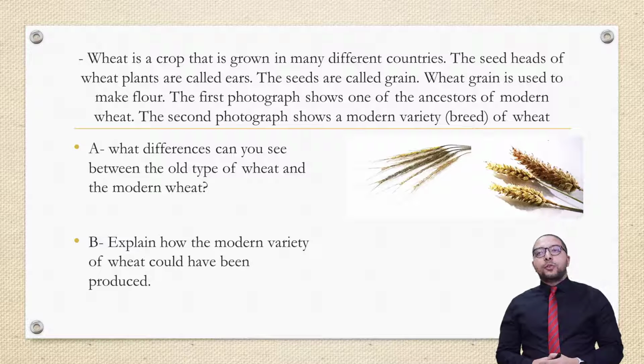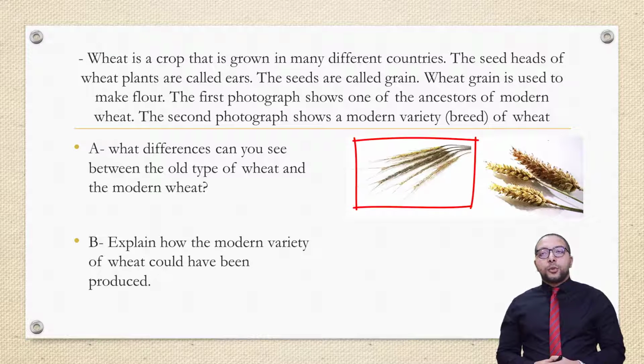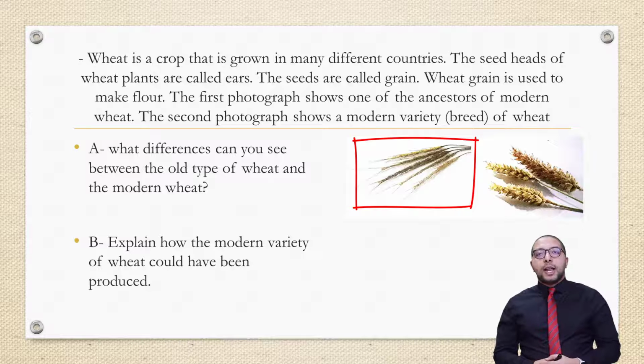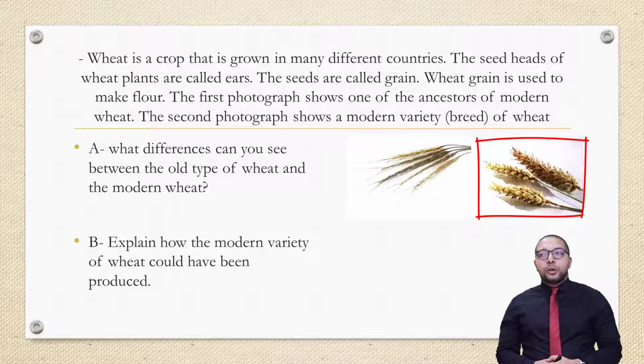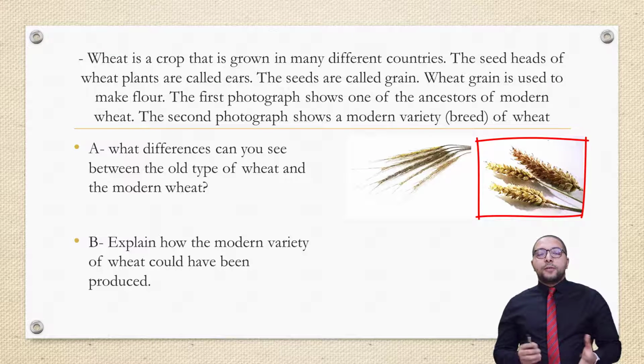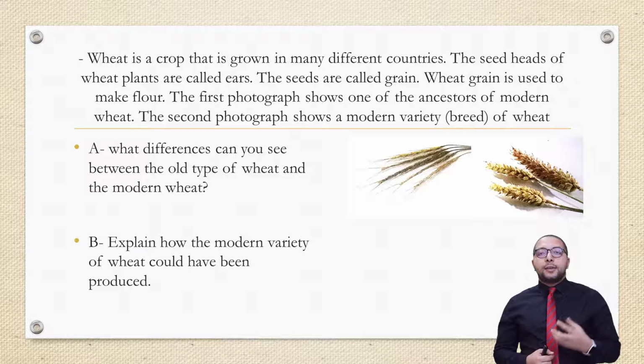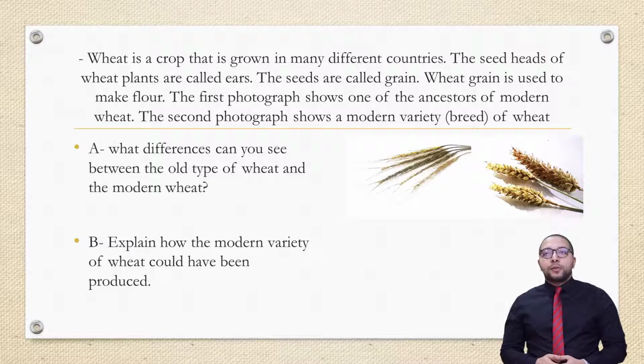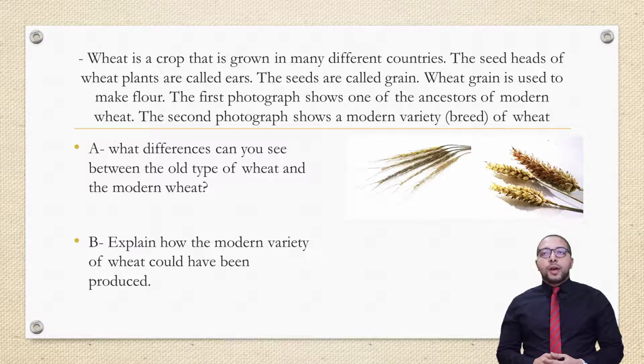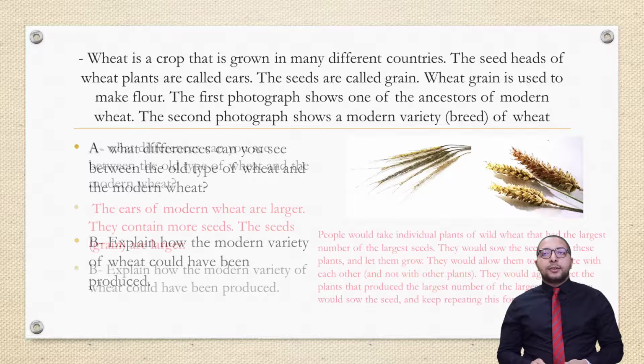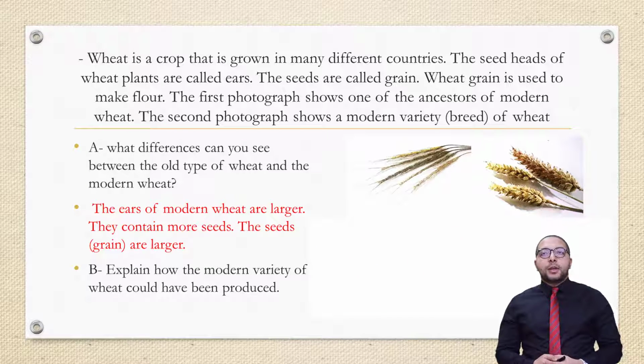The first photograph shows one of the ancestors of modern wheat, and as you can see it has a smaller number of grains, and the second one has the modern variety of the wheat. So the differences are visible. The first one has few grains while the other one has more grains. So let's discuss the first question. What differences can you see between the old type of wheat and the modern type of wheat? As I said, the old type of wheat has fewer grains and it's smaller than the modern type of wheat.